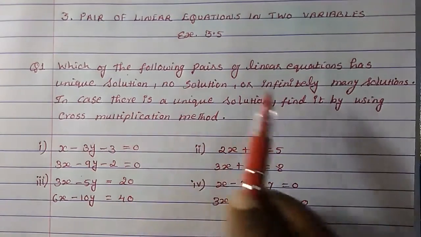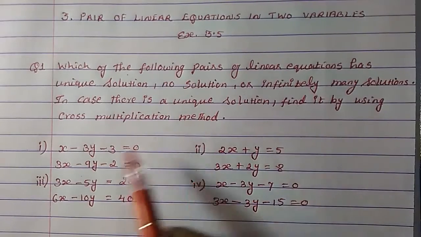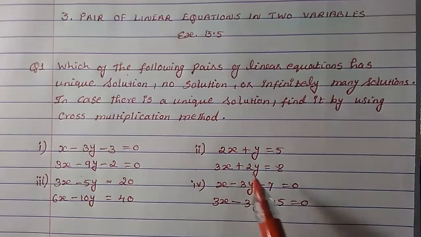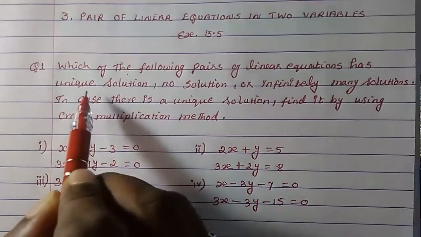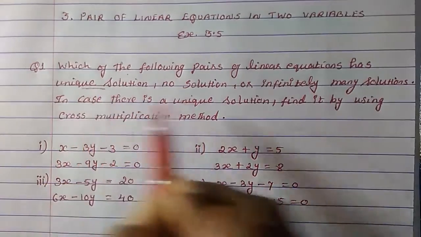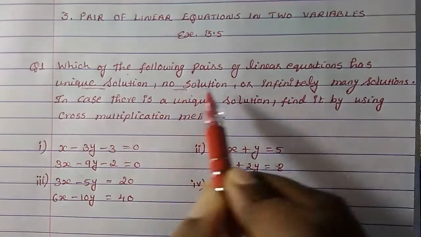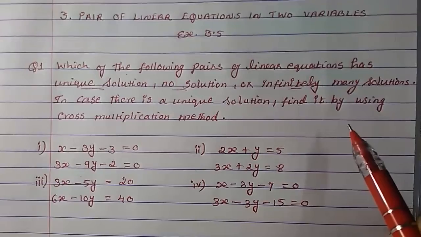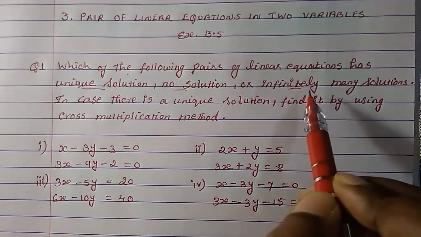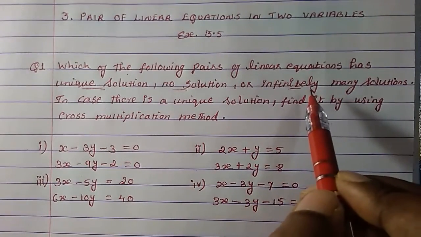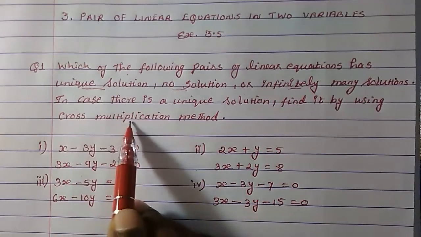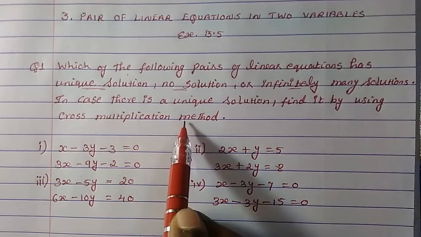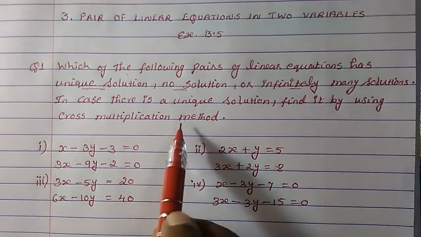So, what the question says is, here we have the pairs of linear equations given to us. We have to find out whether these equations have got unique solutions or no solution or infinitely many solutions. So we have to find out that first. And if we find there is a unique solution, then we have to do the cross multiplication method and find the value of the variables. That is the meaning.